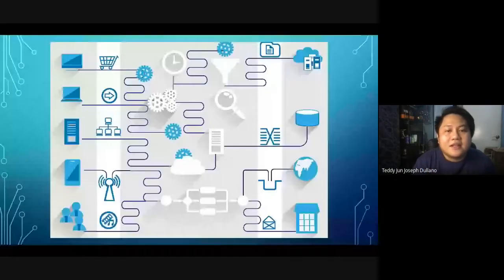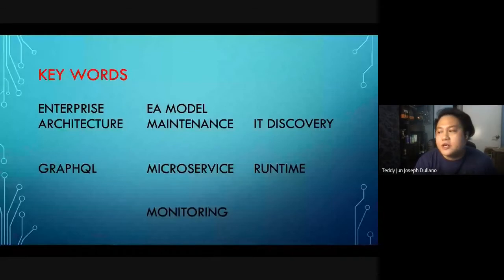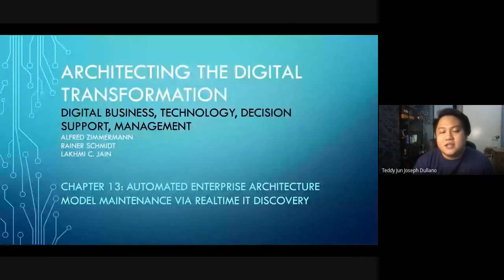So this is just a quick diagram of an enterprise architecture of, well, not only SAP, but I guess anything that you can think of for software. So let's go back to the keywords that I mentioned earlier. Remember the title, Automated Enterprise Architecture Model Maintenance. So we're trying to automate a model in a way that you maintain it via real-time IT discovery.